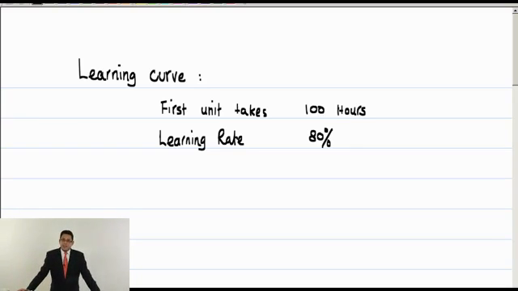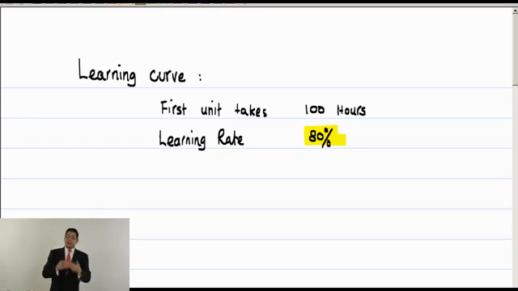80% means that if the worker produces the first unit, the worker will take the full 100 hours, for example. But as the worker gets better at doing things by producing the first unit, for the next unit he would already be familiar with the first unit. So the second unit will take less time. For example, our HR experts have observed the people, and our HR supervisors tell us that the second unit should take 20% less time than the first unit because people are familiar with the job now.